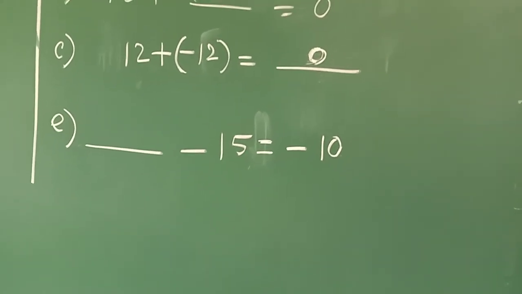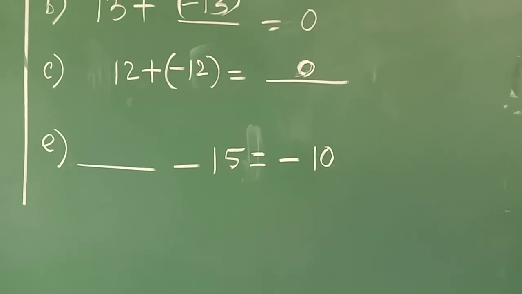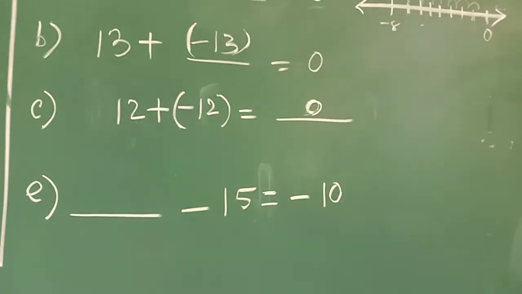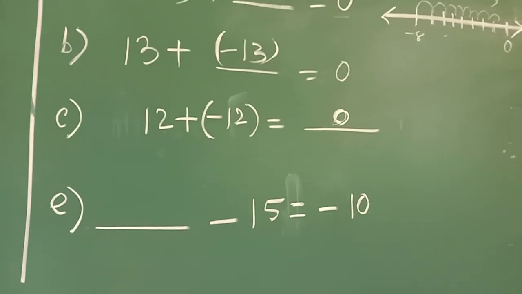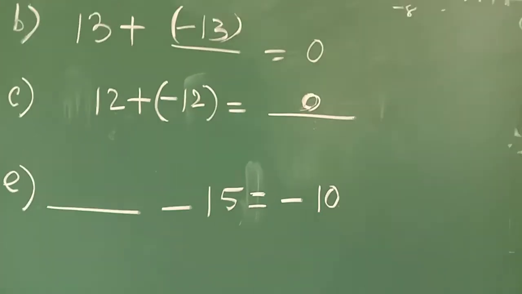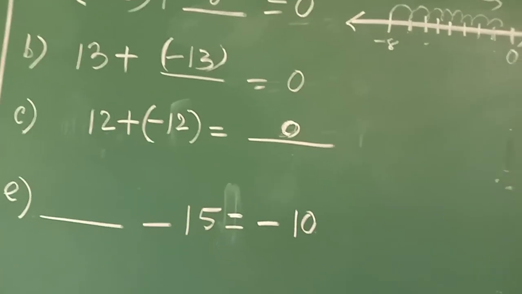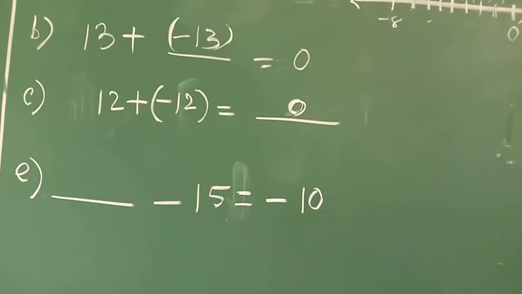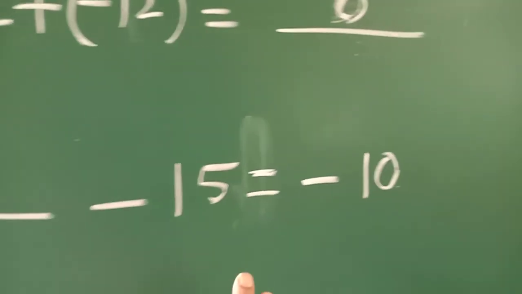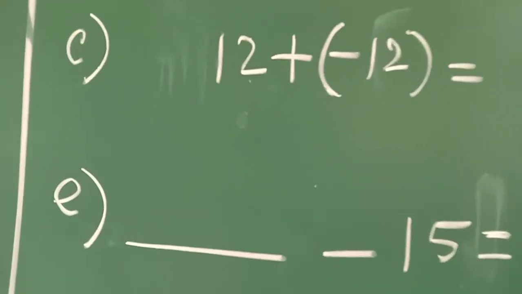Now this next sum is slightly different, not related to additive inverse, it is just subtraction. When you are subtracting minus 15 from some number, from any integer, and you are getting minus 10, then what is the number? You can think and give the answer. You might expect the answer is minus 10, but you have minus 15. So what number?